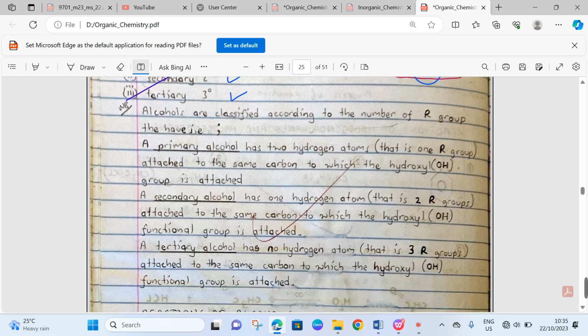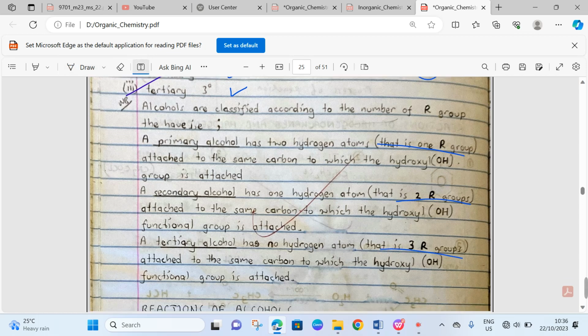So here in the notes I was saying, alcohols are classified according to the number of other groups. Primary alcohols, one other group. Secondary alcohols, two other groups. Tertiary alcohols, three other groups. That's all I mean to say there.